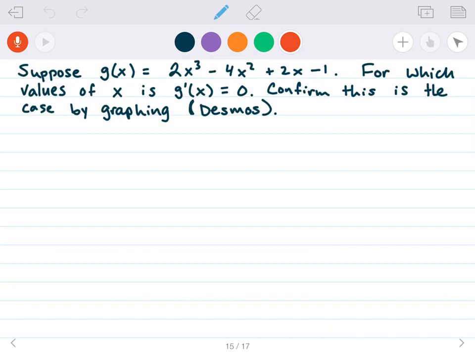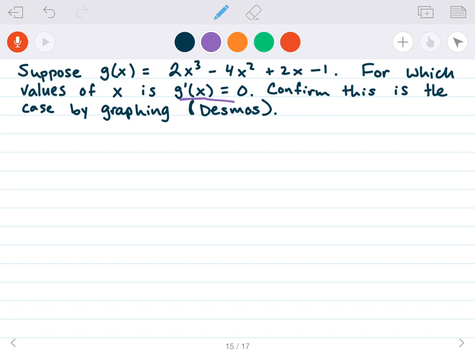All right, suppose g of x equals 2x to the 3rd minus 4x squared plus 2x minus 1. For which values of x is the derivative equal to 0? And then it says confirm this by graphing using Desmos. Okay, so the first thing we need to do is figure out what g prime of x is and then set equal to 0 and solve for x. All right, because it's asking which values of x.